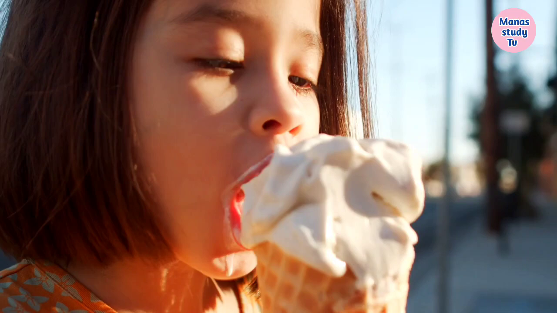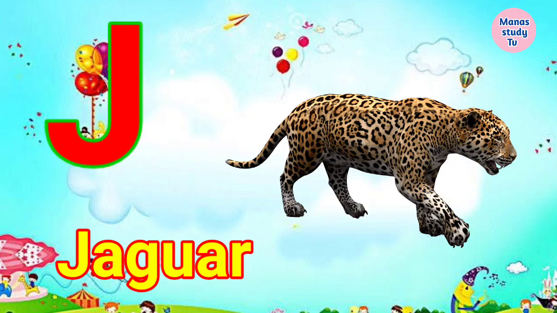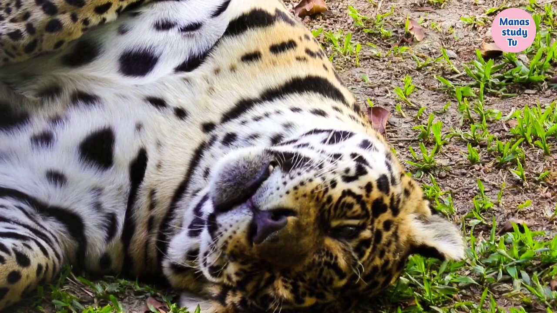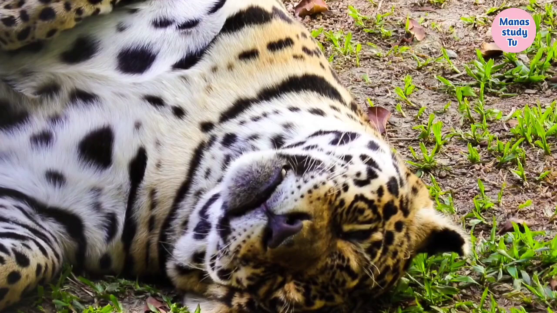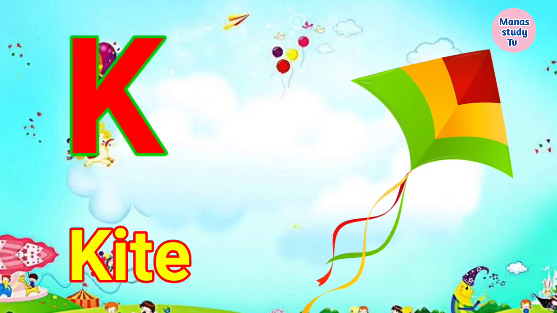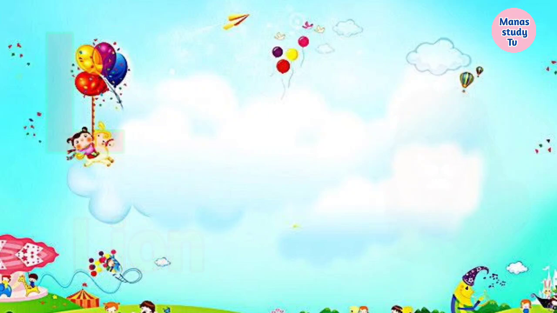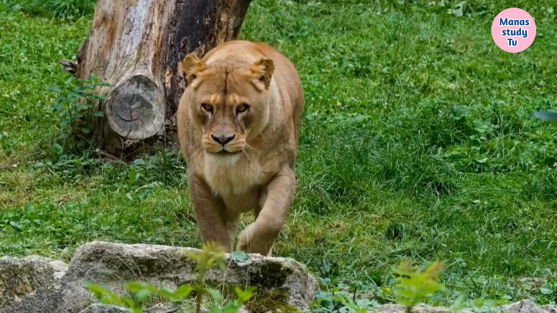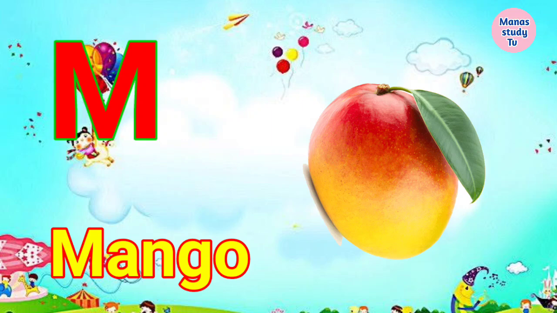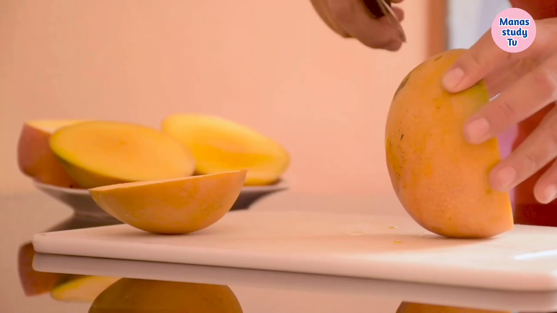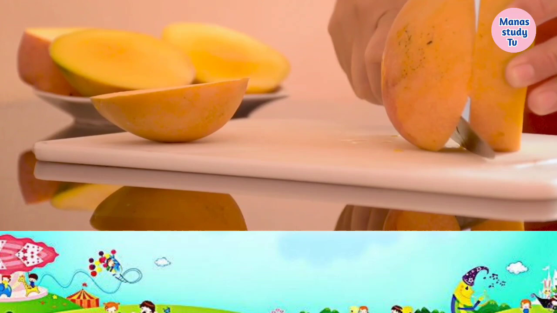J. J for jaguar. Jaguar means tendua. K. K for kite. Kite means patang. L. L for lion. Lion means sheep. M. M for mango. Mango means arm. N. N for nest. Nest means ghosla.